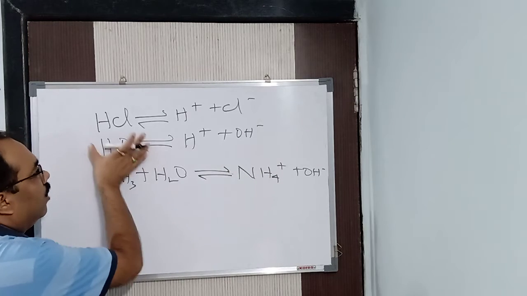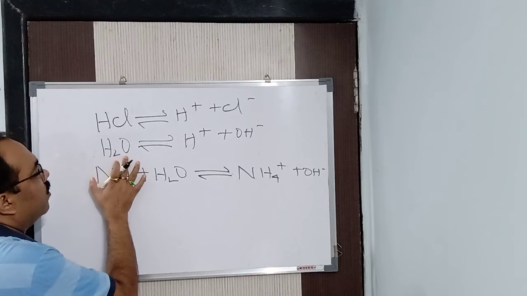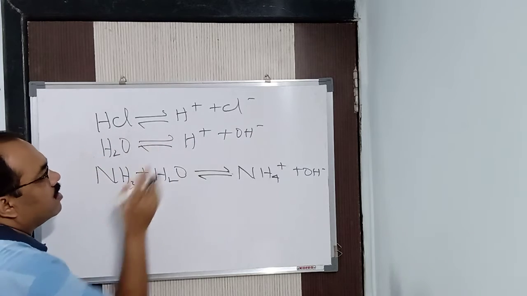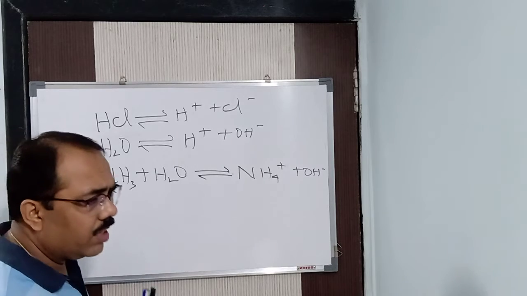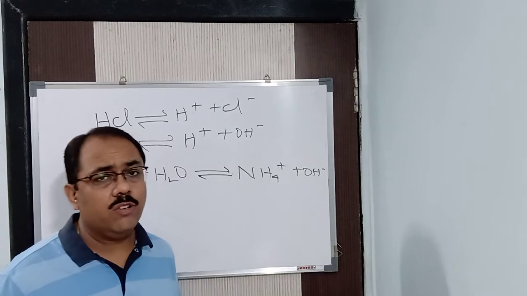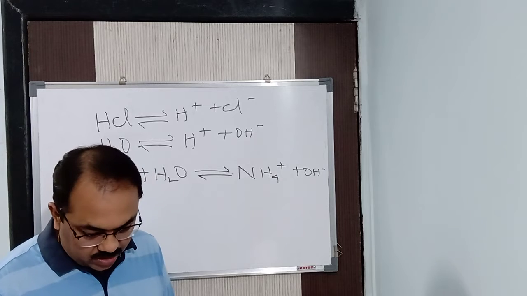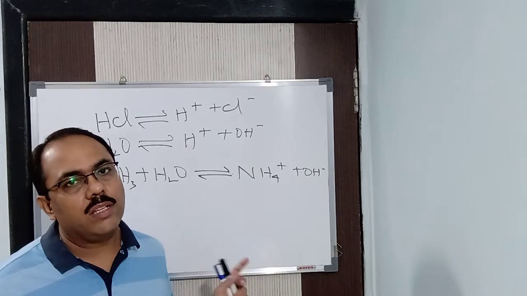In one step, you write HCl plus water gives H3O plus plus Cl minus. That is, hydronium ions and Cl minus ions are produced. Ultimately ionization takes place, and due to the presence of these ions only, it helps in the conduction of electricity.